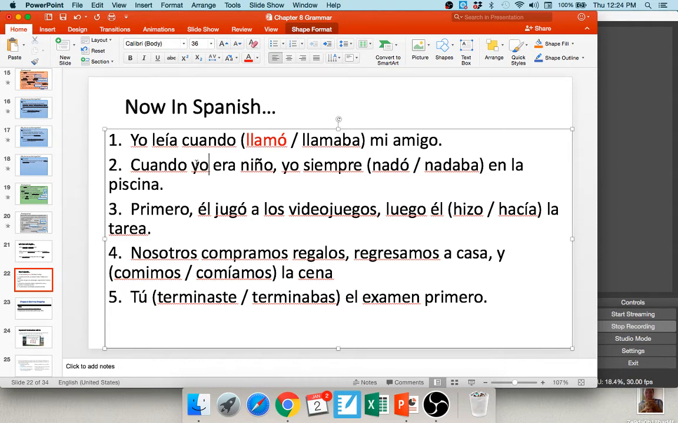Number 2 says that cuando yo era niño, when I was a little boy, yo siempre blank en la piscina. When I was a little boy, I always blank in the pool. I'm talking about childhood here, which is an imperfect trigger anyway, as is the word siempre, also an imperfect trigger. So when I was a little boy, I used to swim, also translated as used to, so definitely imperfect, in the pool. So when I was a little boy, I always used to swim in the pool.